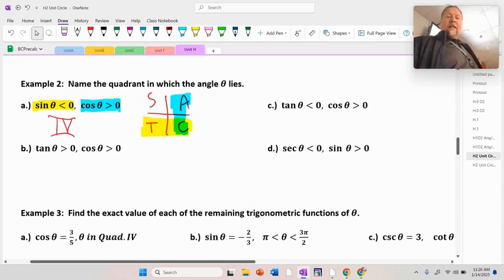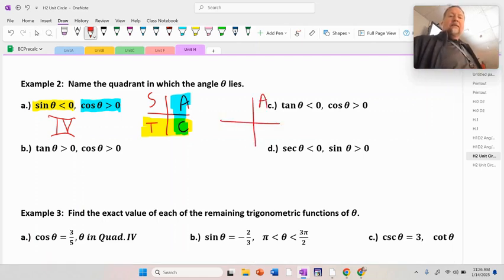All right. And then let's go ASTC over here since I don't have to scroll over here. ASTC and do the color game. Do I have to do all of these? No, not really. Okay. Where's tangent? What is it saying about tangent? Where's tangent negative? What quadrants? 2 and where?